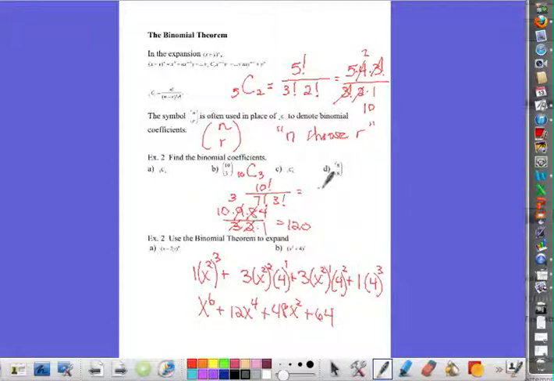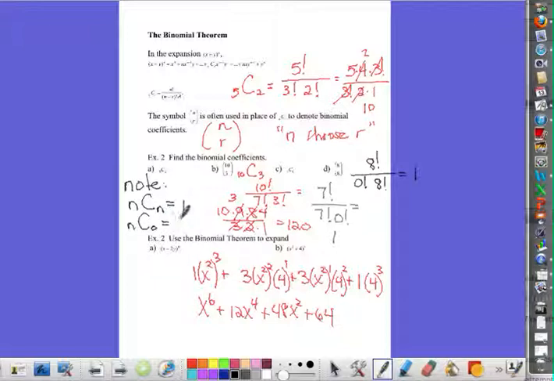So in C, you should be getting 7 factorial over 7 factorial times 0 factorial. What do you know about 0 factorial? It's 1. And the 7 factorials cancel, so that's 1. Then 8 choose 8 would be 8 factorial over 0 factorial times 8 factorial, which is still 1. Now you might want to write a note down here. If you have n choose n, that's 1, and n choose 0 is 1.